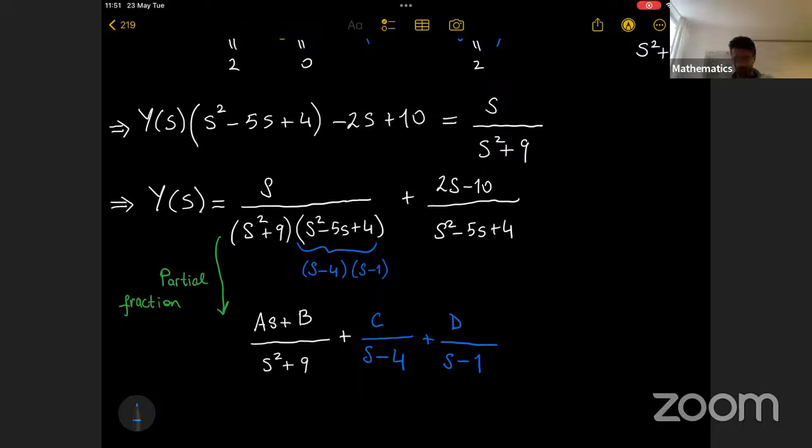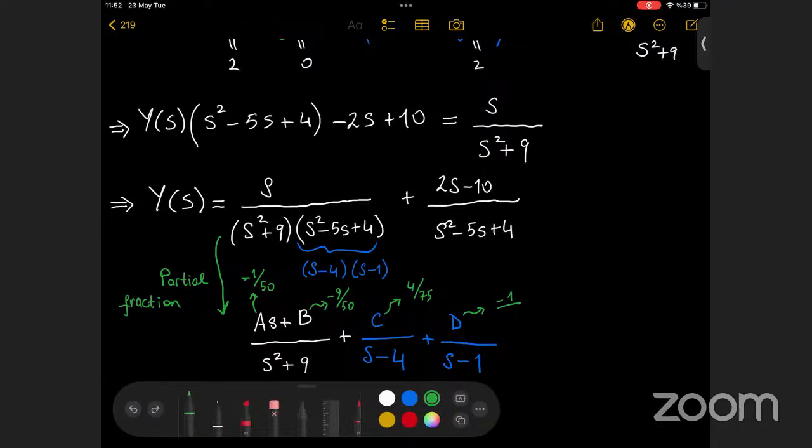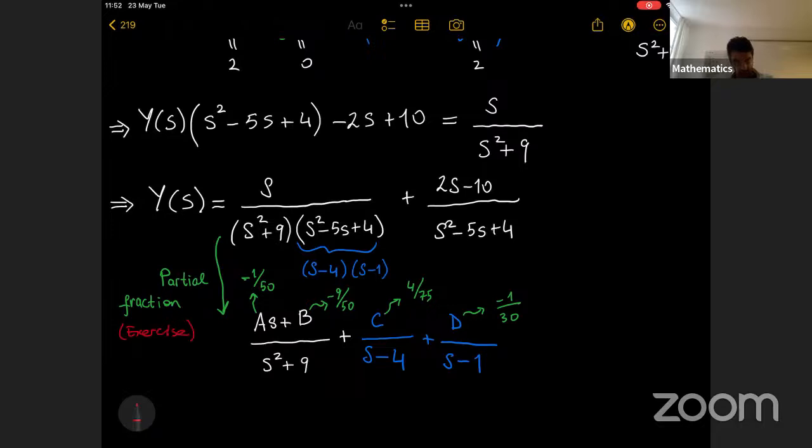And what you will get, let me write the result here. A will be minus 1 over 50. Here, b will be minus 9 over 50. C is 4 over 75. And D is minus 1 over 30. Okay. And this is an exercise for you. You can check this yourself. Equalize the denominators and find the coefficients of s and the constant. Okay.